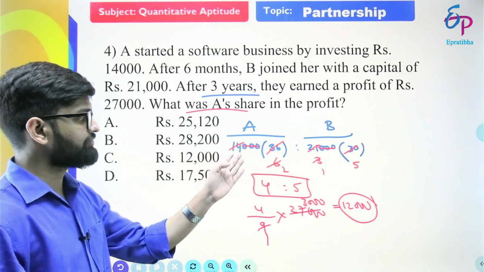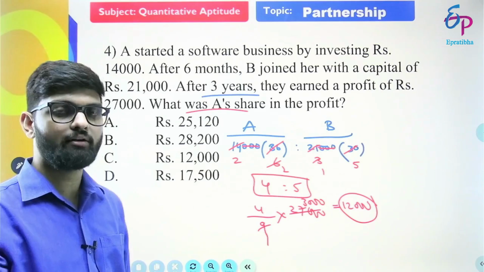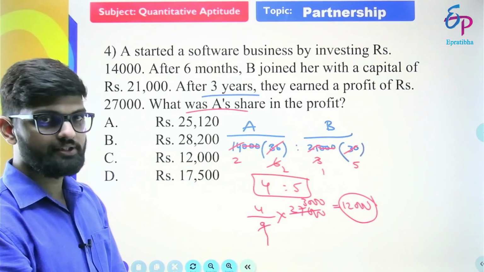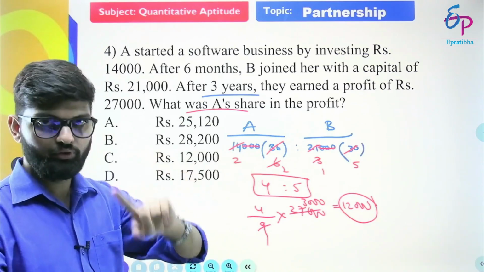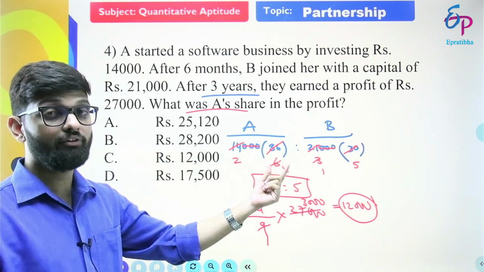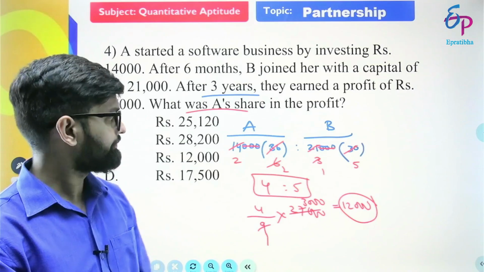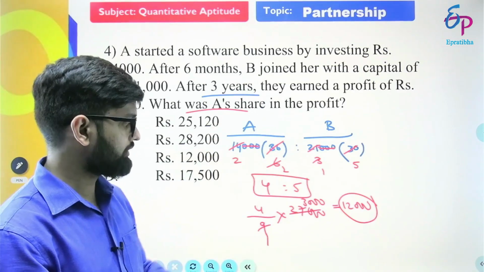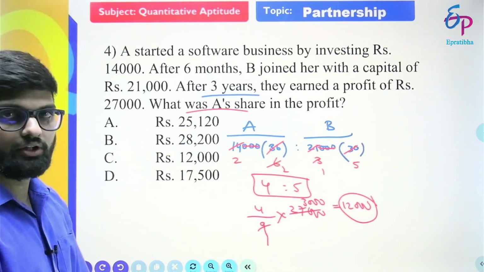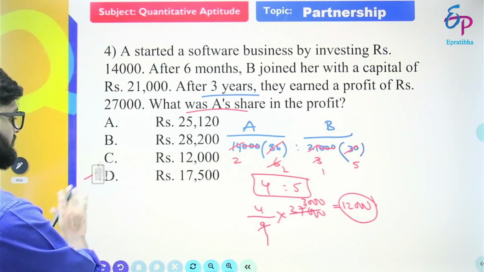A is investing how much? 14,000. For how many months is he staying? He is staying the entire period, a total of 3 years, which is 36 months. But do remember one thing: if you are taking the time period in the form of months, you have to take the time period in the form of months only. A is this, B is this. You will get 4:5. 4 by 9 into 27,000, 12,000 is the answer for this question, which is option C.